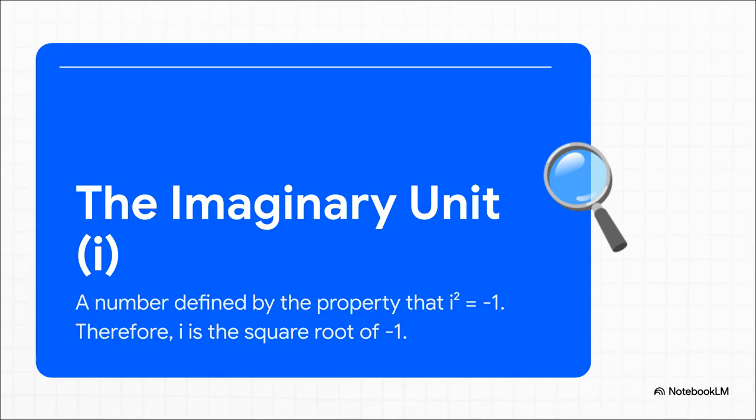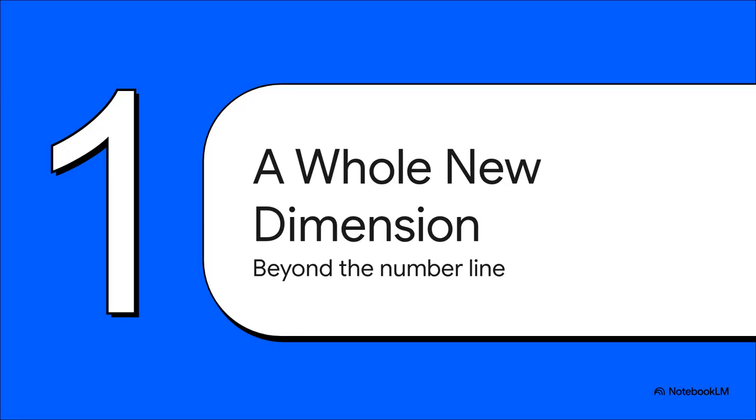Well, in this case, mathematicians did something brilliant. They invented a solution. They just defined a brand new number. They called it i, for imaginary, and they gave it one simple, revolutionary job: to be the square root of -1. It's a whole new tool for our toolkit. But here's the thing. i isn't just some clever little algebraic trick. It's so much bigger than that. Its creation literally opened up a whole new dimension for numbers.